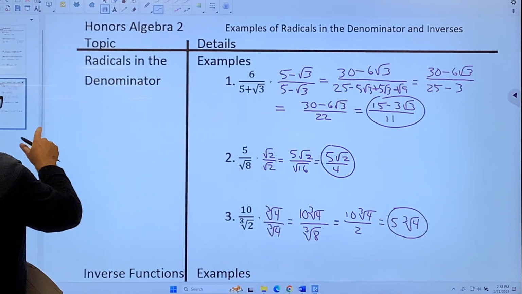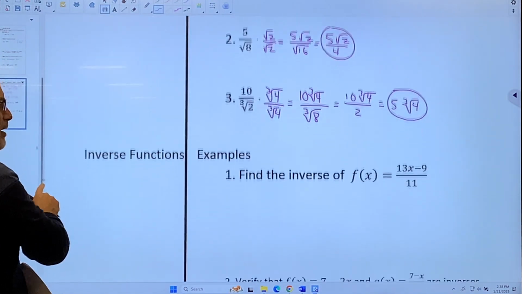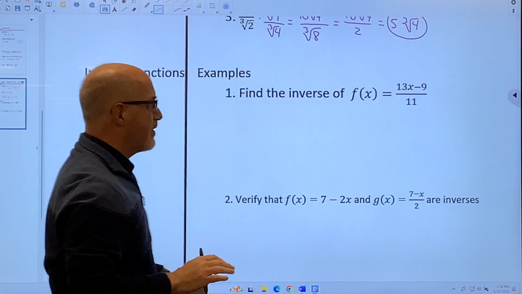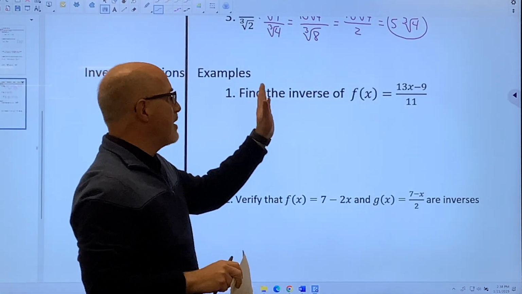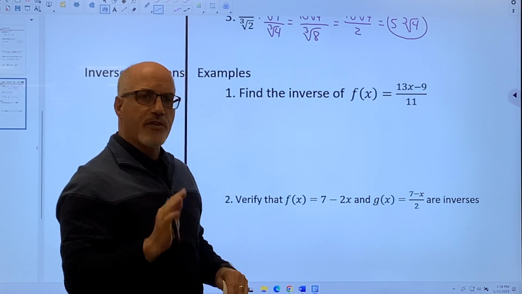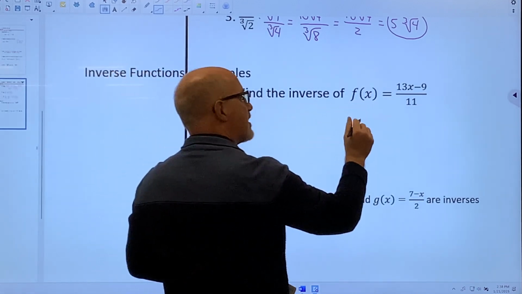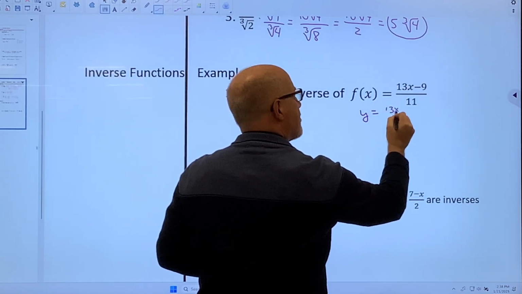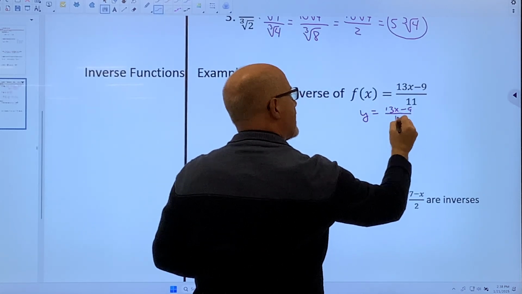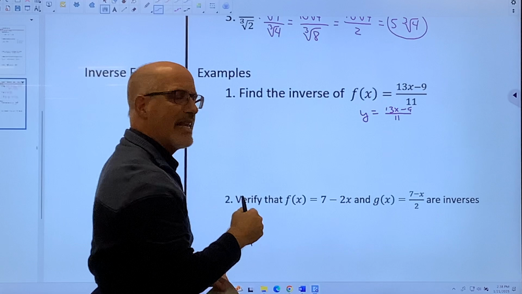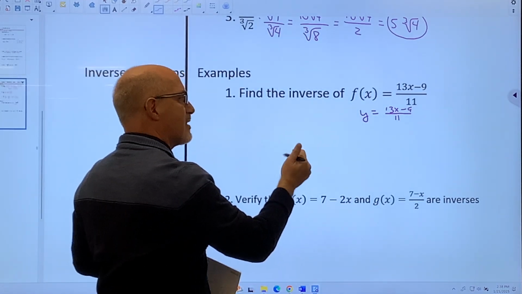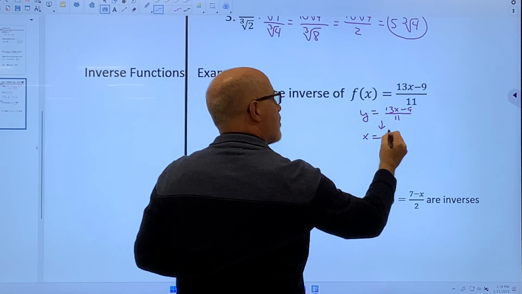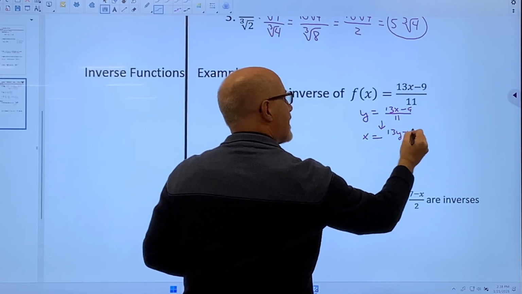Okay, so that's reviewing radicals in the denominator. Let's do some inverse function review. Let's review a couple of these. So the first step to find the inverse of this function is, instead of having f of x equals, you make it y equals 13x minus 9 all over 11. Now you take that and you're going to swap the x and the y. So the x goes over on this side, the y goes up here.